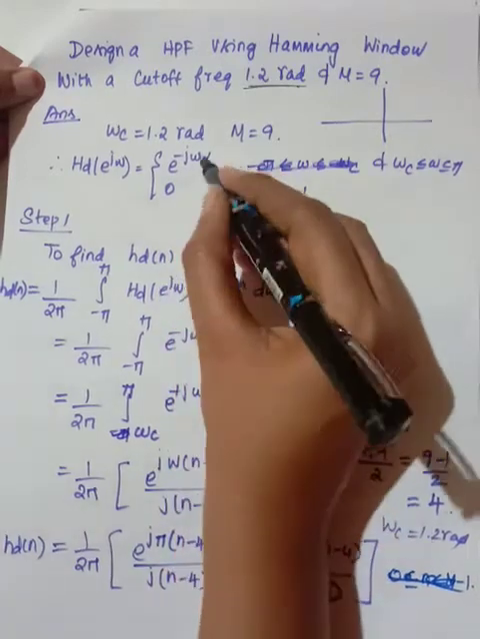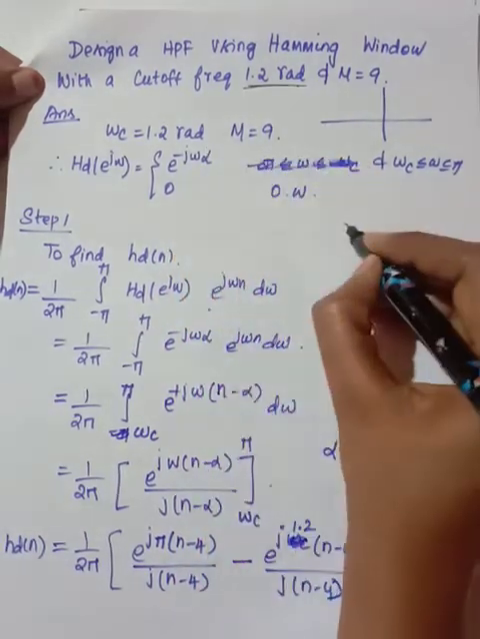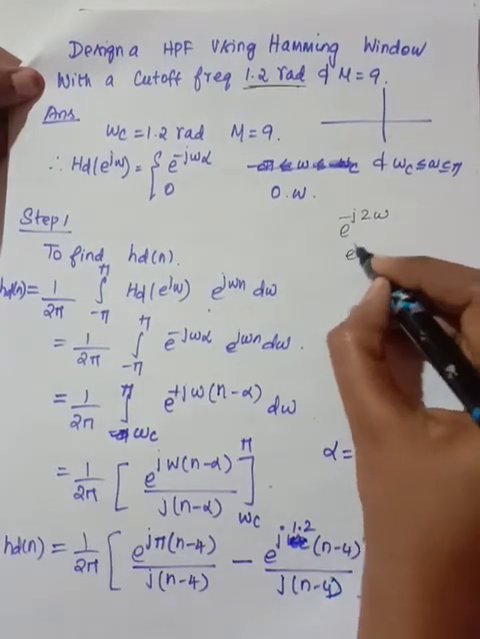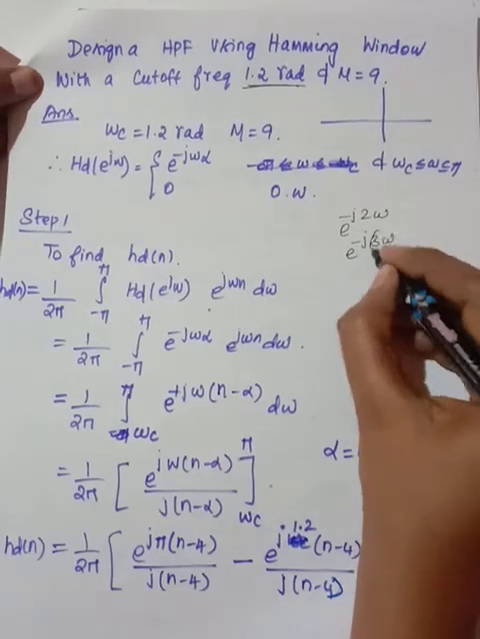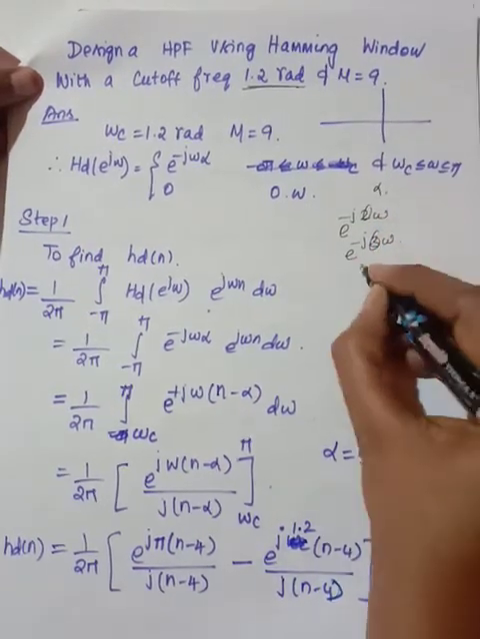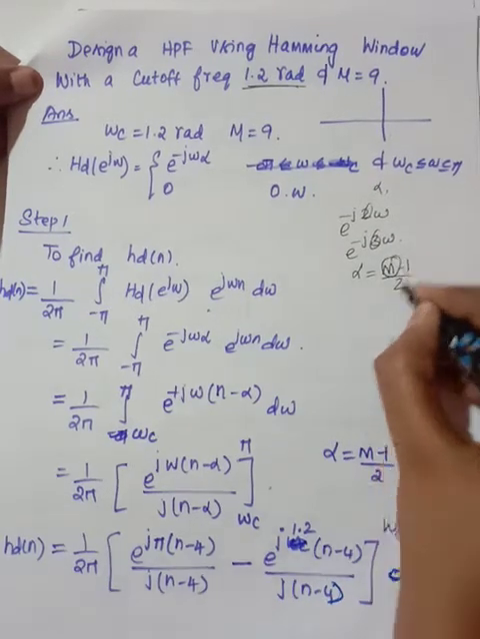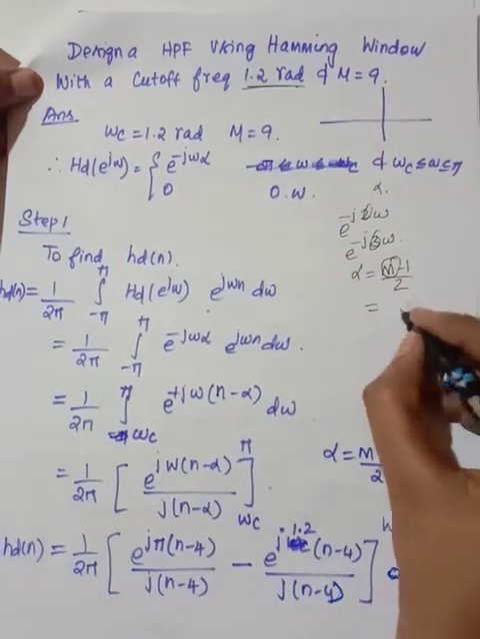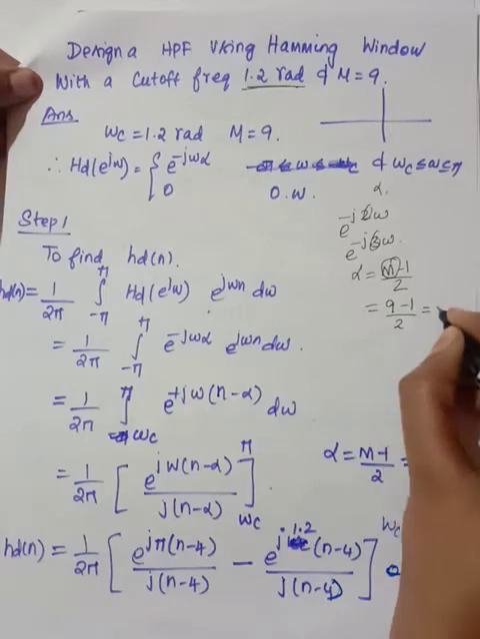Okay, here you need to incorporate that. Normally in all the problems you will get e power minus j2 omega, e power minus j3 omega, like that, right? So this alpha comes from m minus 1 by 2, where m is nothing but the order of the filter. So here the m is 9. So I am going to write m minus 1 by 2, so 8 by 2, it is 4.